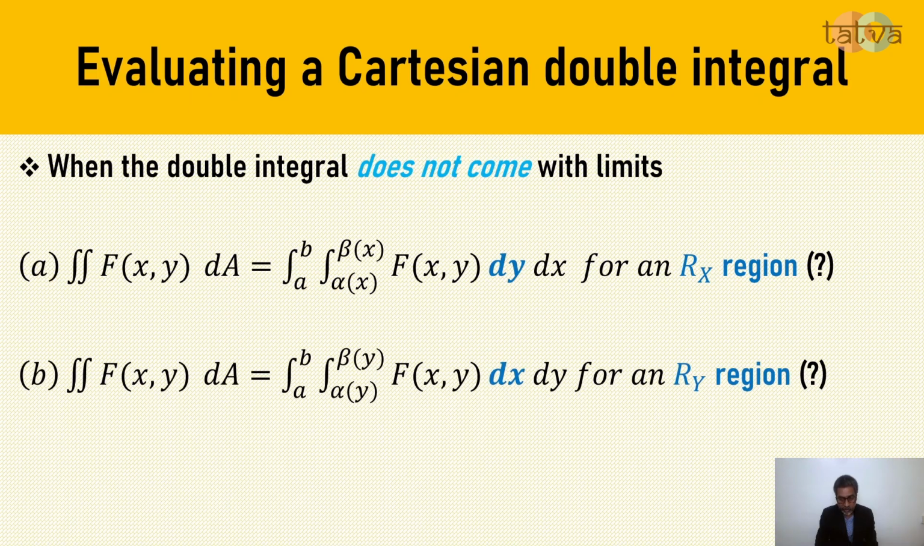On the other hand, if you have classified the region as an Ry region, then your order of integration will be dx dy, which means alpha y and beta y are the limits for the variable x, and a and b are the limits for the variable y. So there is a big question mark here. What is this Rx region? What is an Ry region? How do we understand them? As I told you, I'm taking you on a quick tour of what is going to come in double integrals. Therefore, several questions remain to be answered.